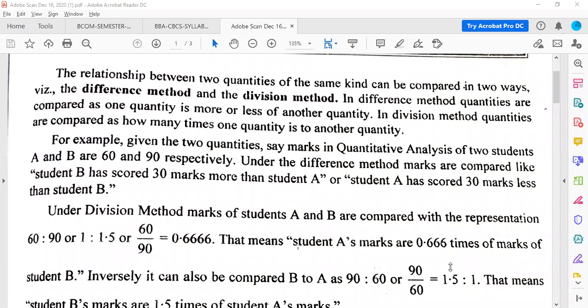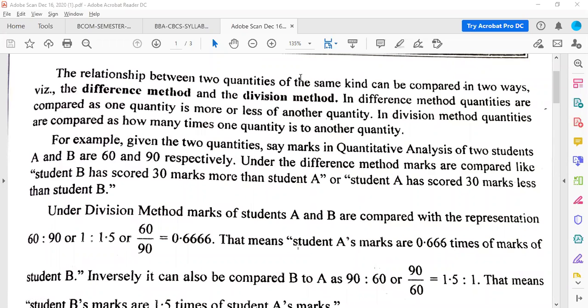Now, when we compare the quantities, that is where we will be able to get the comparison between two or more things in any form. So that is known as the comparison part. Now here the difference method and the division method, these are the two methods that will be used to compare the things. Okay, so the relationship between the two quantities of same kind.